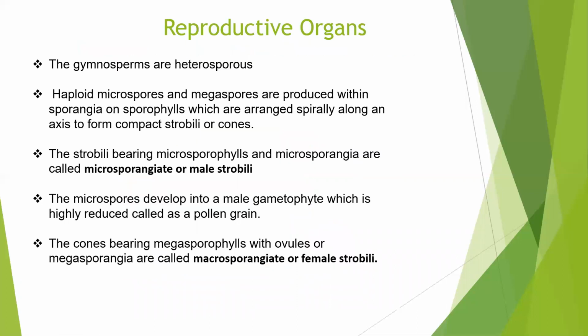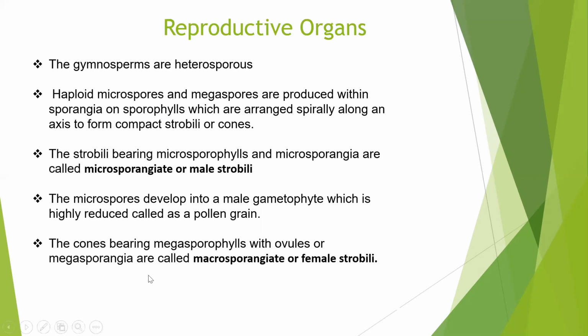Now let us talk about the reproductive organs in gymnosperms. Gymnosperms are heterosporous. That means their spores are of different sizes. The haploid microspores and megaspores both are produced in sporangia, and the sporangia are present on sporophylls. What are sporophylls, children? Those leaves which contain sporangia. In gymnosperms, these sporophylls are arranged to form compact strobili or cones.